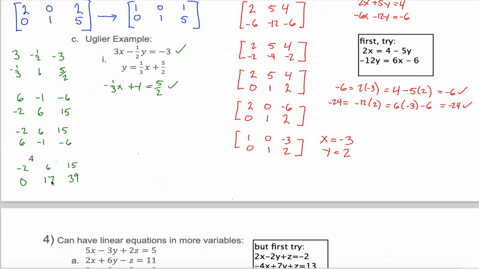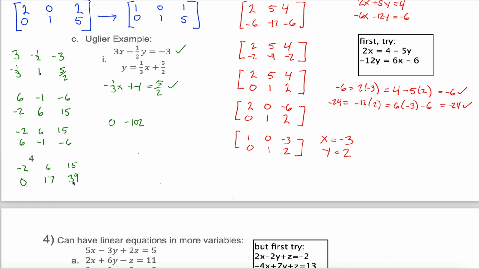17 times 6 is not something I'm thrilled to figure out, but let's see. 10 times 6 is 60, and 7 times 6 is 42. So I get 60 plus 42. I think if I multiply 17 by 6, I get 102. And I'm going to multiply it by negative 6 so that I get negative 102 in this position. And then I'm going to multiply 39 by negative 6, because if I multiply this by negative 6, I have to multiply the entire row by negative 6.